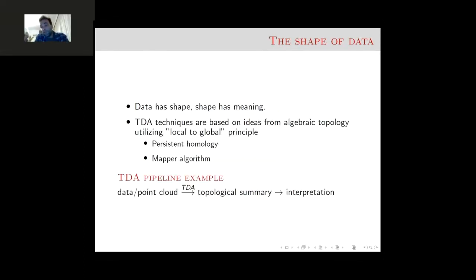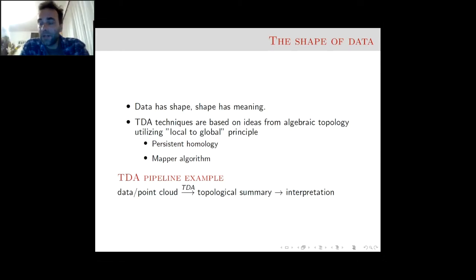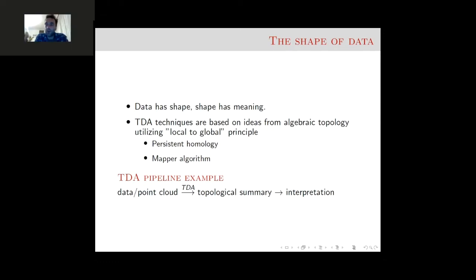As you heard many times during this seminar, there's this credo that data has shape and shape has meaning. TDA uses ideas from algebraic topology and tries to integrate local principles into global invariants. We have a bunch of workhorses in topological data analysis. One of them is persistent homology, which I will not talk about too much, although it will appear at some point during the talk. The other one is the mapper algorithm, and that's something I'm going to concentrate on today.